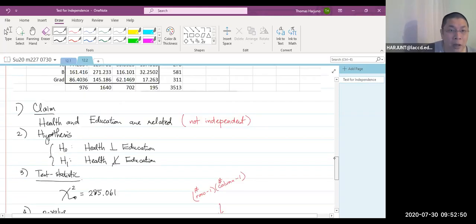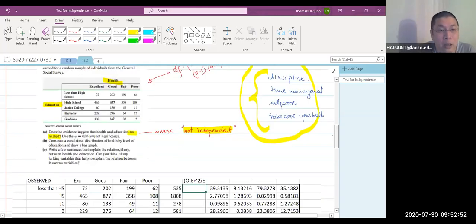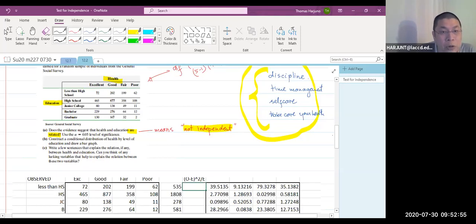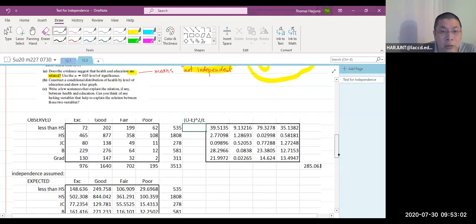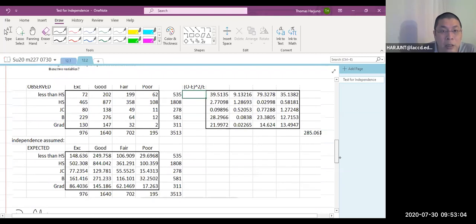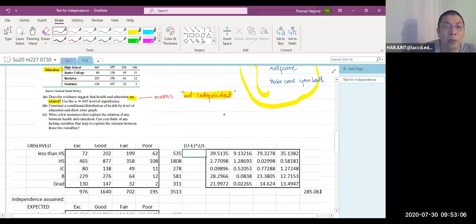I only answer part A though. I only answer part A. Construct the conditional distribution of health by level of education and draw a bar graph. So basically, for part B, let me just use Excel again. Okay, by health, conditional distribution of health by level of education.